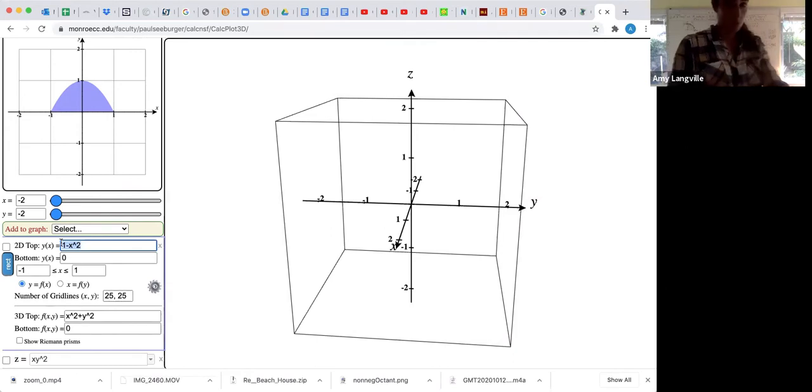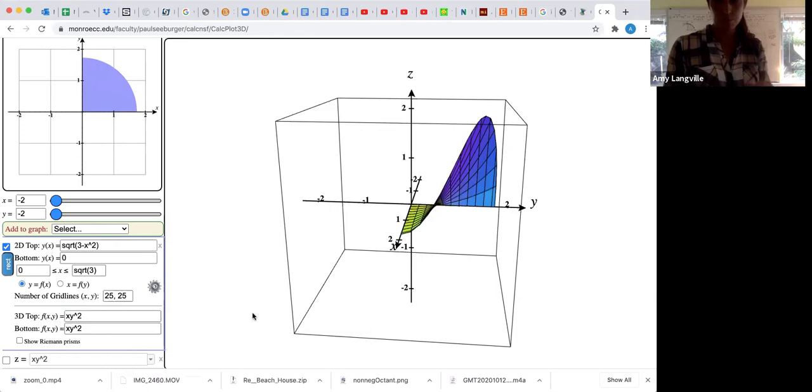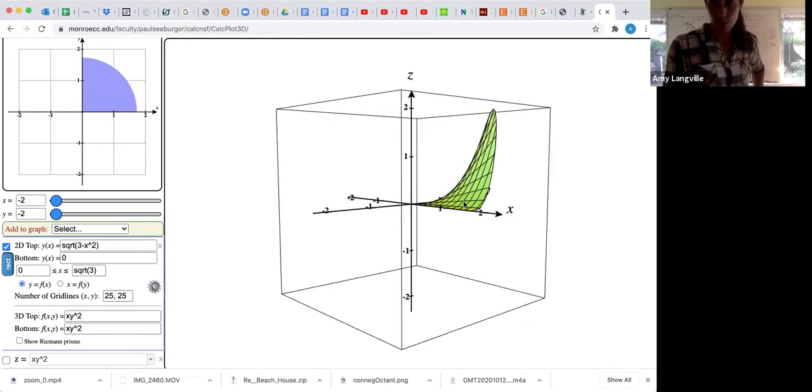y goes from square root of 3 minus x squared to 0, x goes from 0 to square root of 3. There's our quarter circular region in purple over here, and then we enter our surface, which is xy squared. We'll go from xy squared to xy squared, just that surface. Okay, so here is our surface. Let's use our arrow keys to, oh yeah, so there we go.